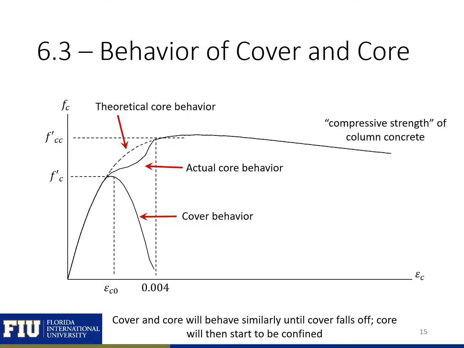Next, we're going to look at the behavior of our cover and our core concrete. Initially, our cover and core concrete are going to behave the same. So looking at our stress strain curve, they'll behave the same. At some point, our cover is going to progress towards its ultimate strength. It's unconfined, so it's going to fail and spall off. Our core is going to transition from our unconfined behavior to our confined behavior. So this would be our actual core behavior here. Theoretically, what we'll do is just assume that it follows the stress strain curve for our confined concrete that we found in the previous section.